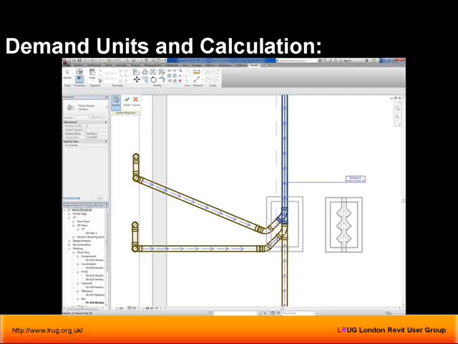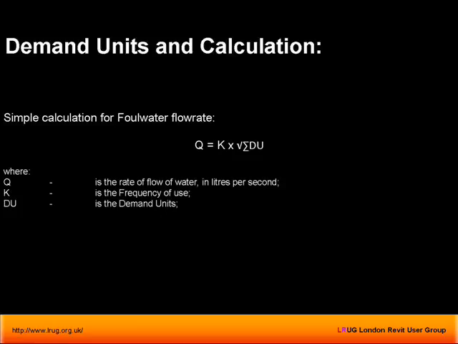Right, the mathsy bit. This is how you would calculate the foul water flow rate. The demand units are the vital thing. When you put things like WCs and basins into your Revit model, you can add demand units as a parameter of that object. So we can start to bring this data through. There's a frequency of use parameter. We can put that in as a project parameter. So we can put the two together, and that will give us the flow rate.